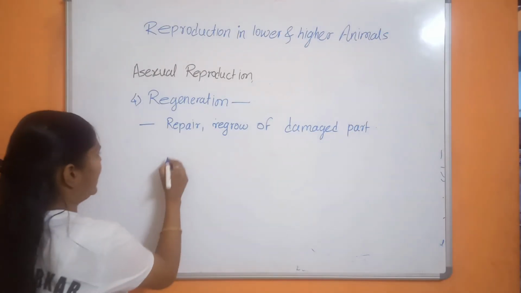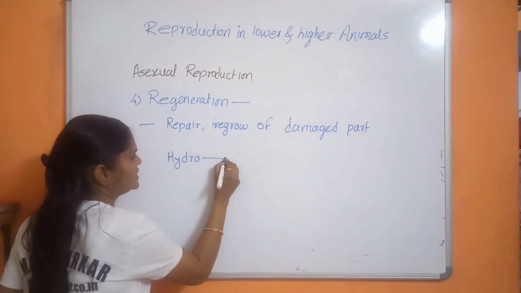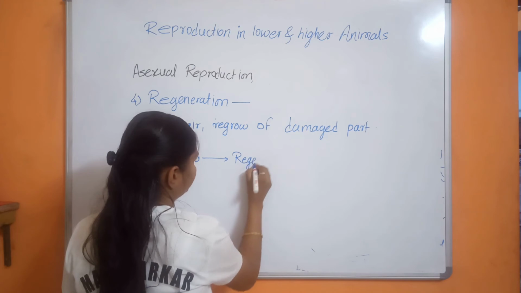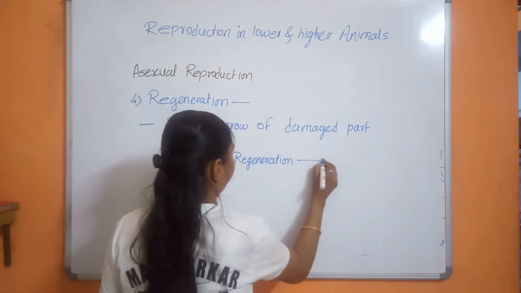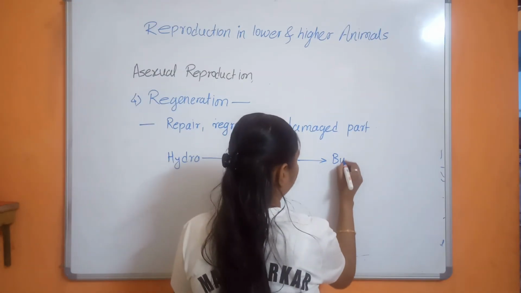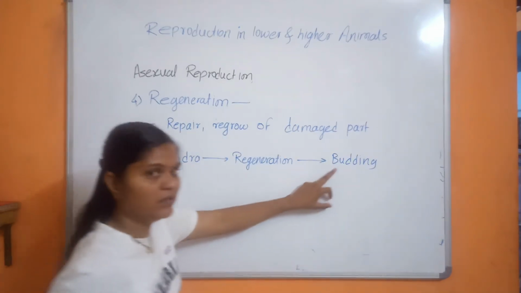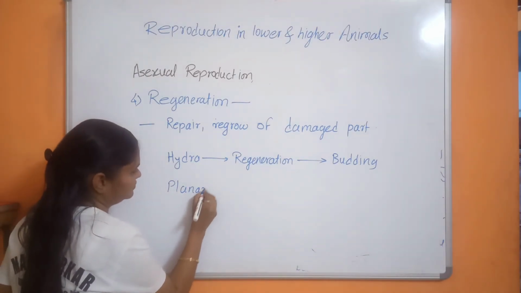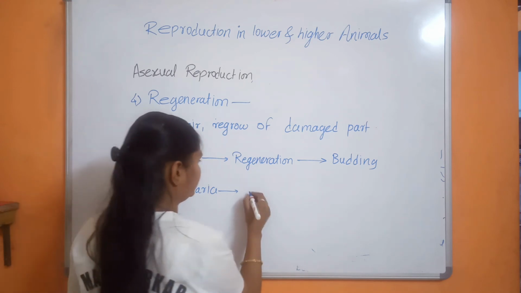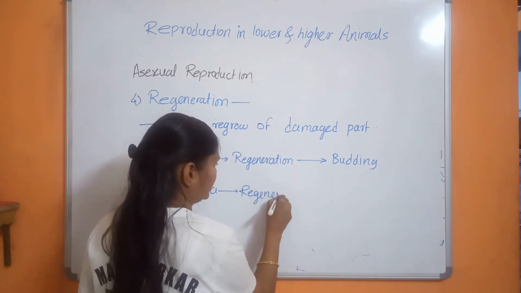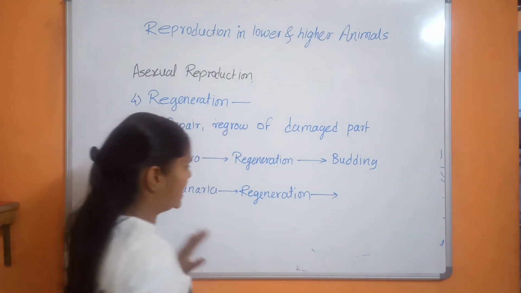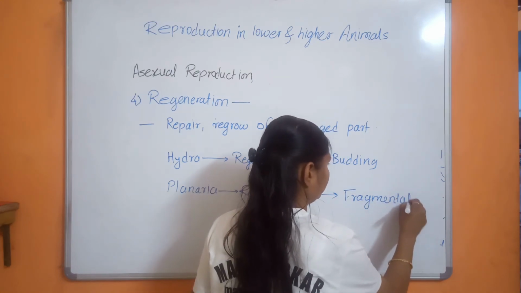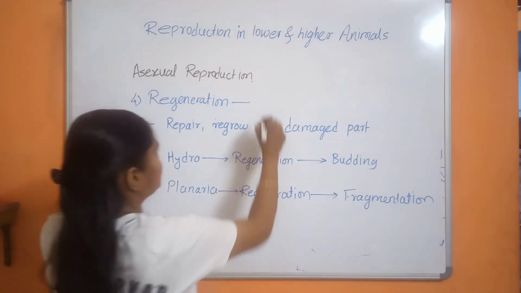For example, Hydra. Hydra produces its remaining body part through regeneration. Hydra shows regeneration, but they reproduce through what? Budding. Hydra reproduces through budding, but they regenerate the remaining part of the body, while planaria also shows regeneration of their remaining part, detached body parts, and they reproduce by fragmentation. So regeneration is an asexual process.